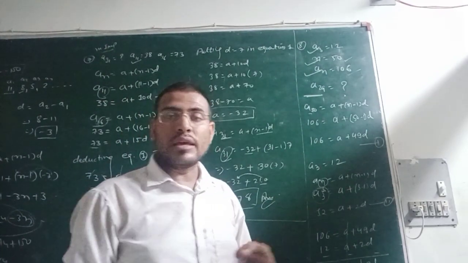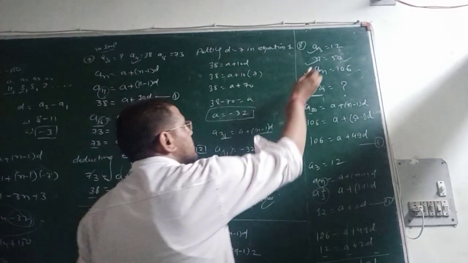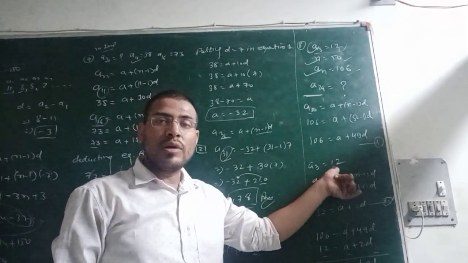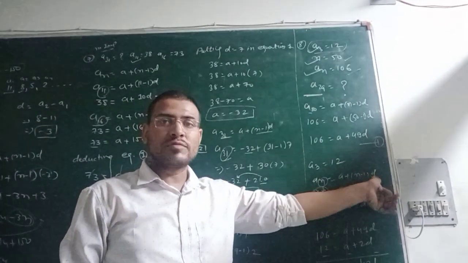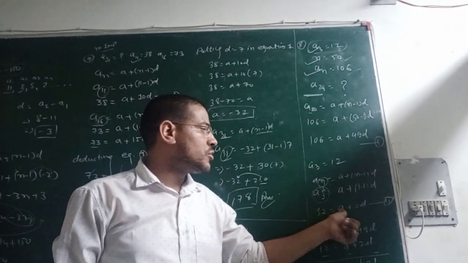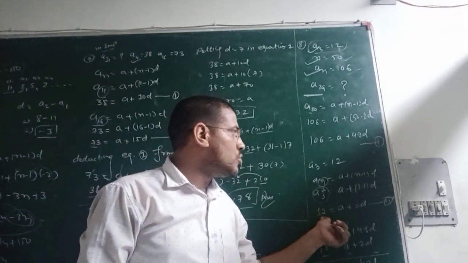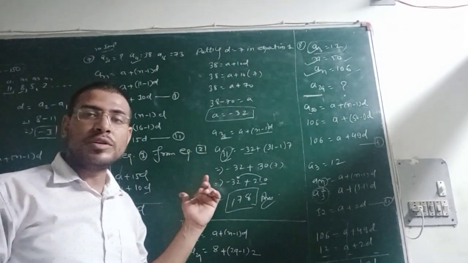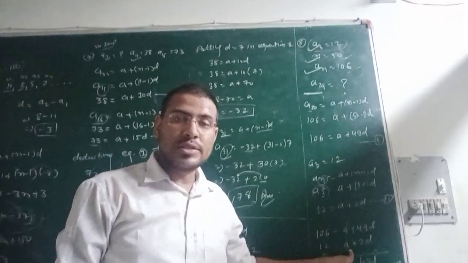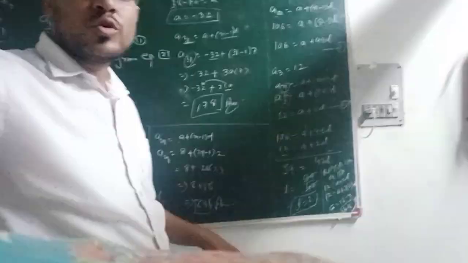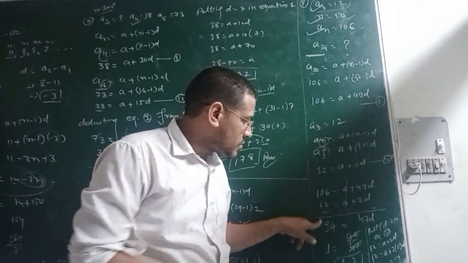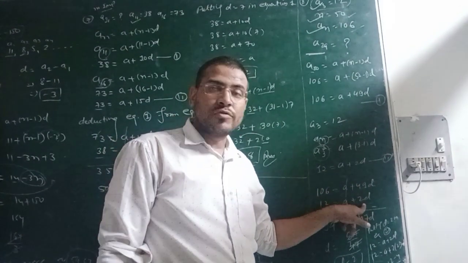Now the second thing that you have to find, here it is given a3 is equal to 12. So when you have been given a3, apply the same formula, an is equal to a plus n minus 1 d. In place of n put 3, a plus 3 minus 1 d. So 12 is equal to a plus 2d. So we get equation number 2. The same as we did in the previous question, by using the elimination method, we have 106 is equal to a plus 49d and 12 is equal to a plus 2d. So getting the difference between both of them, we will find a will cancel out, 106 minus 12 will be 94, and 49 minus 2 is 47d.